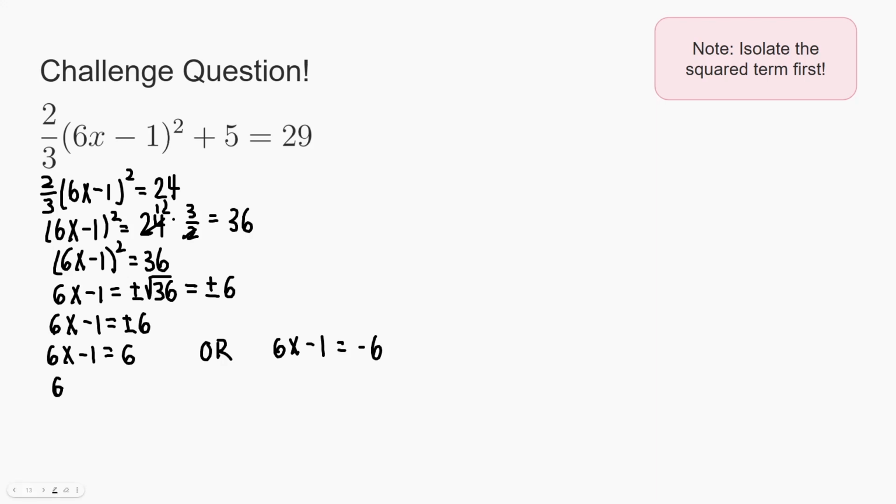We have 6x equals 7, which means x equals 7/6. Or we have 6x equals negative 5, because negative 6 plus 1 is negative 5, so x equals negative 5/6. Our answers are x equals 7/6 or x equals negative 5/6.